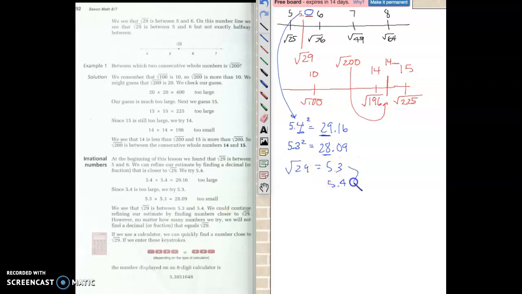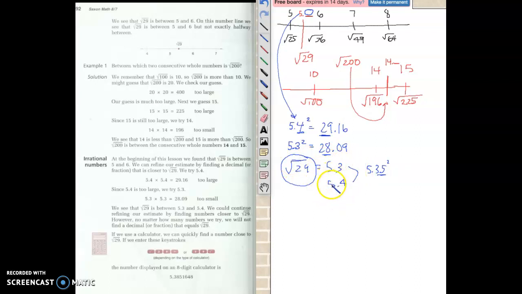So it really doesn't matter how many numbers you put in. If you were to try 5 and 35 hundredths squared, it doesn't matter what numbers you put in here, you're never going to get an exact number for the square root of 29. It doesn't matter how many numbers we try, we're not going to find a decimal or fraction that equals the square root of 29. So that's why we rely heavily on guesstimating.